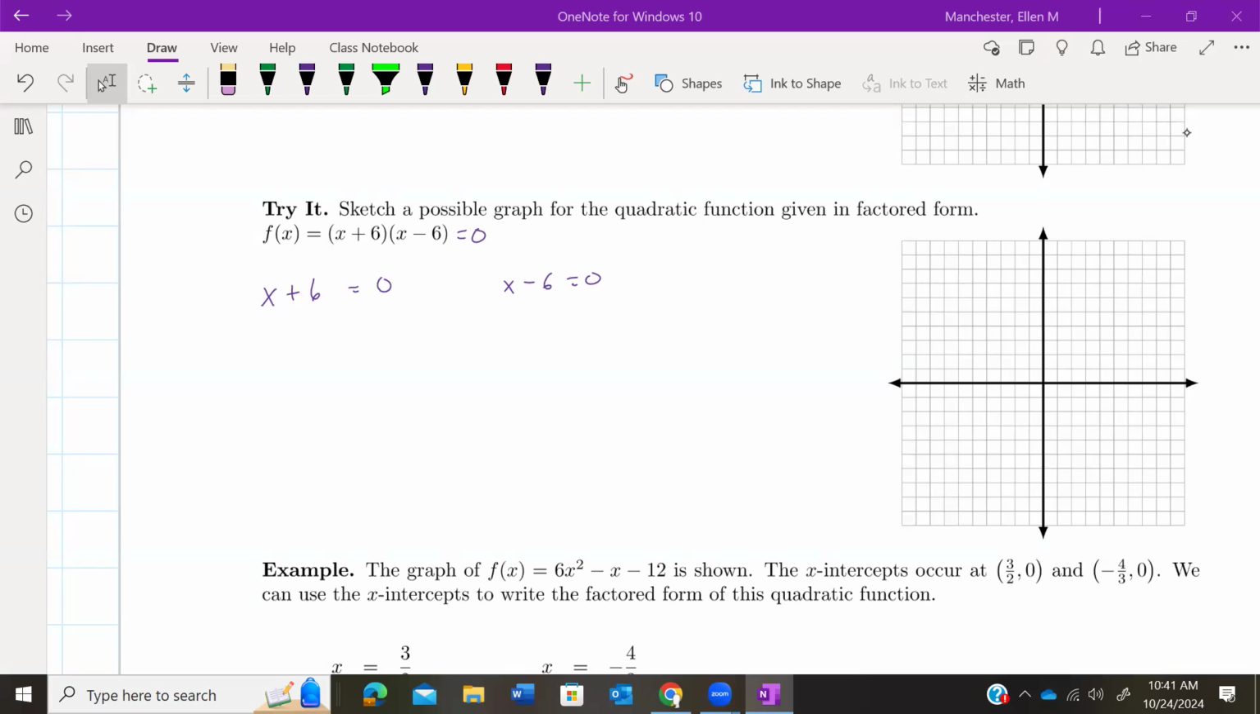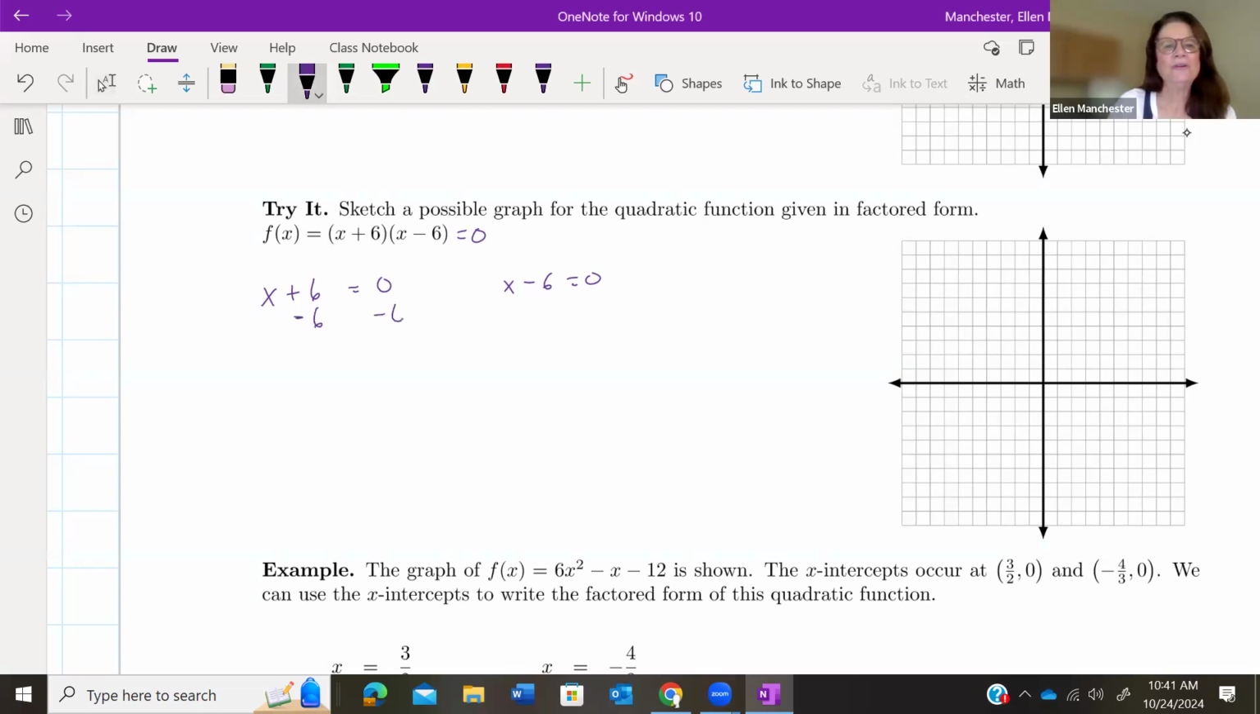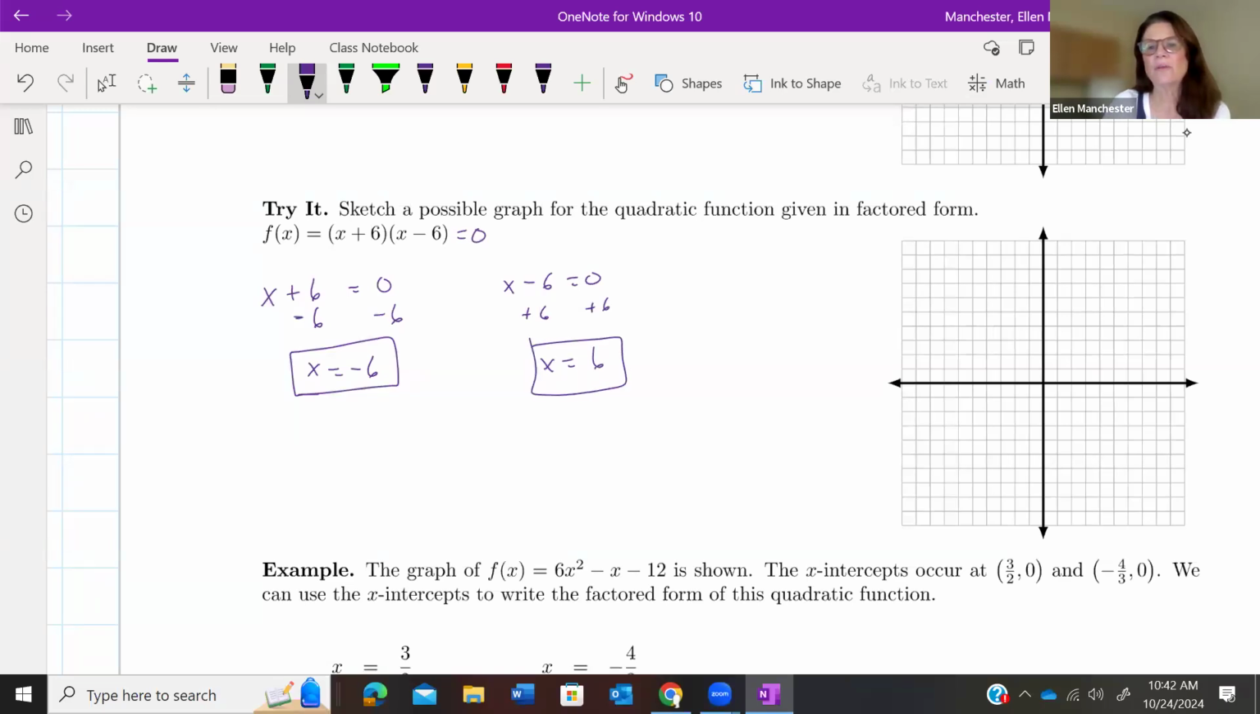I'm sure he will. All right, so here we go. We're going to subtract 6 from both sides. So x equals -6. We're going to add 6 to both sides. So these are my two x-intercepts. 1, 2, 3, 4, 5, 6. 1, 2, 3, 4, 5, 6. And it's positive, so it's going to do something. We don't know where it's going to cross. We'd have to multiply that out.